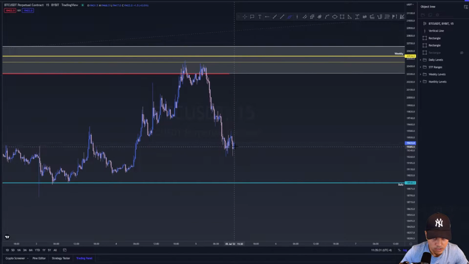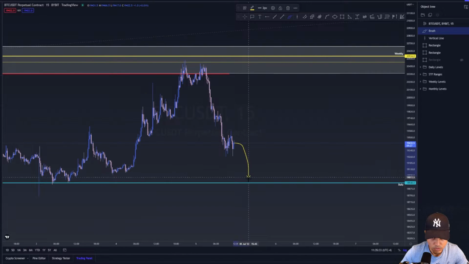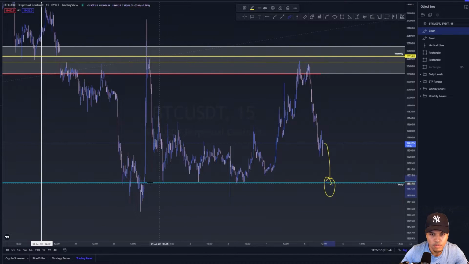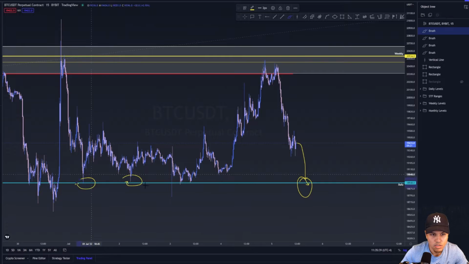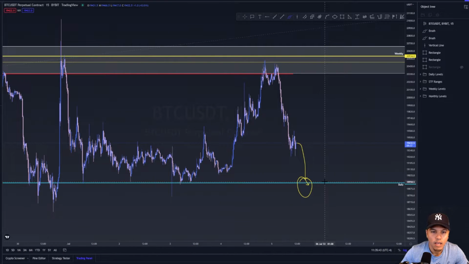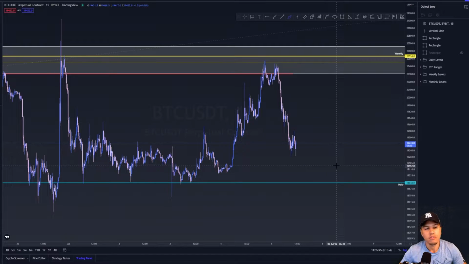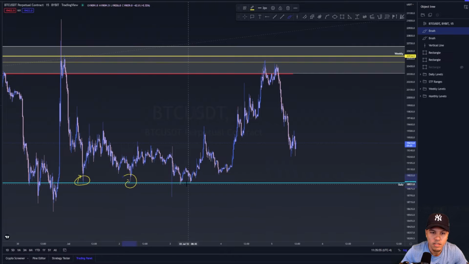Essentially, we'd want to see some sort of interaction with this level here. Now, a couple of things can happen. We've already established that this is great support, as we can see here, multiple times, just hitting it to the dollar. And what do we know about support and resistance levels? The more price action interacts with a level, the weaker it gets. And we've seen a couple of hits, like I've mentioned. So who's to say that this is going to hold this time around?